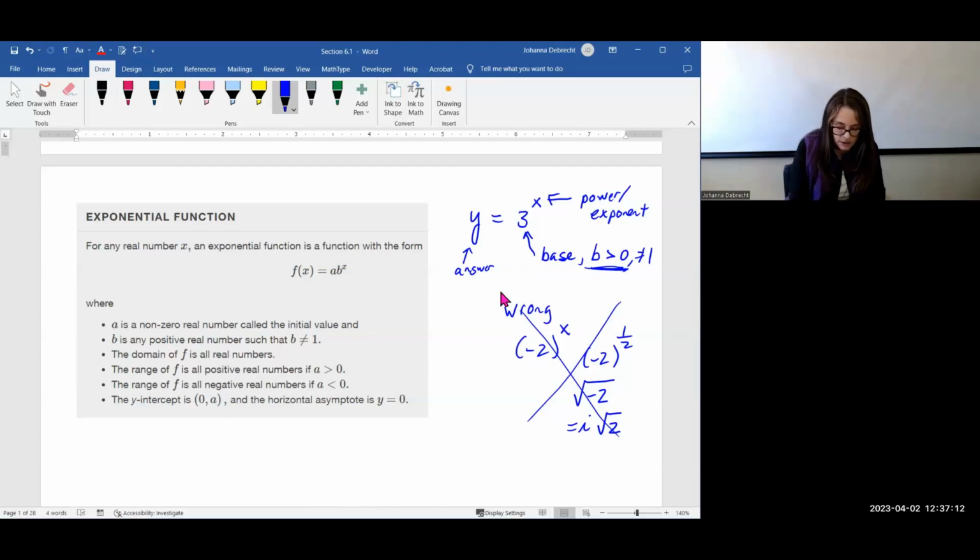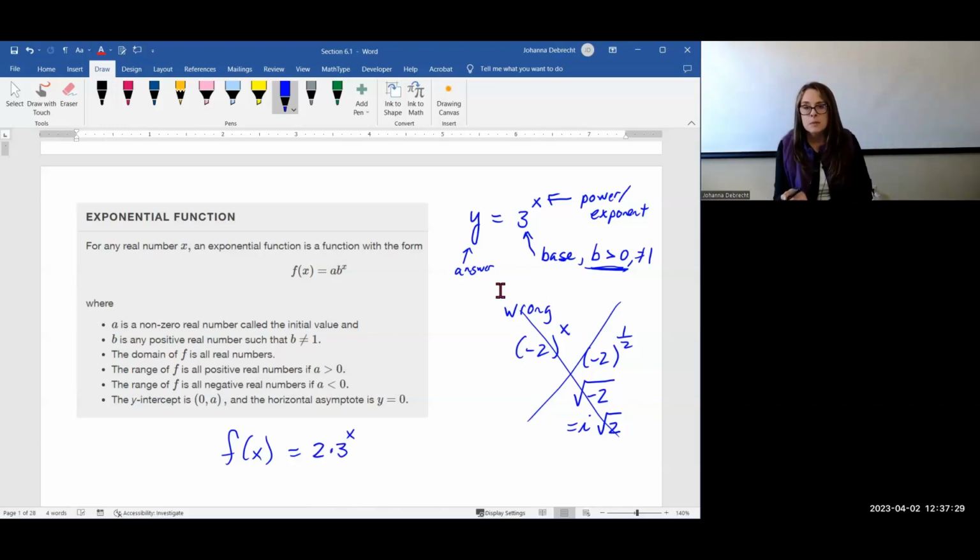Okay, now let's take a look at these other things here. Notice that they have f of x equals a b to the x. So we can actually have another function, f of x, or you can write y, equals 2 times 3 to the x. Now, you need to put some kind of symbol between the 2 and the 3, otherwise it looks like 23. Personally, when I do these, I like to put the exponential part in parentheses because the exponent has to be done first before you can multiply by the 2. That's the order of operations.